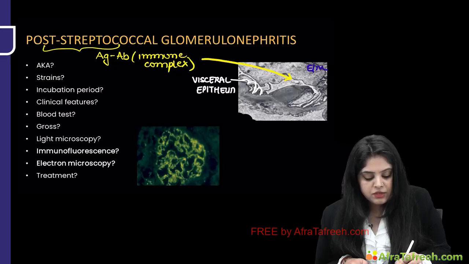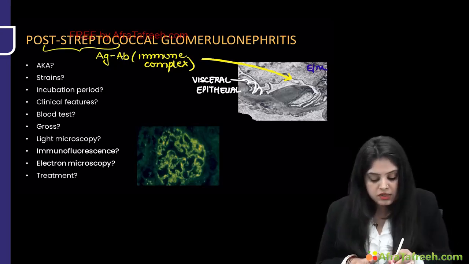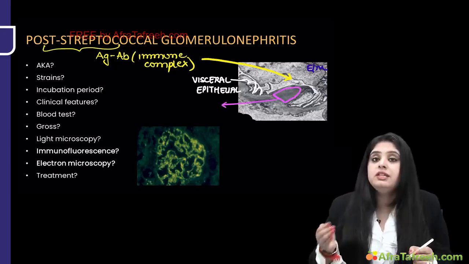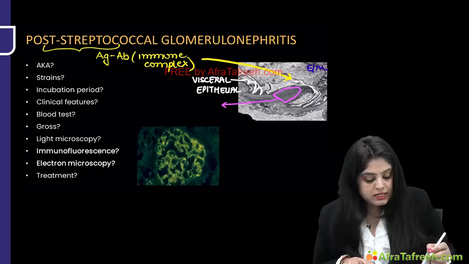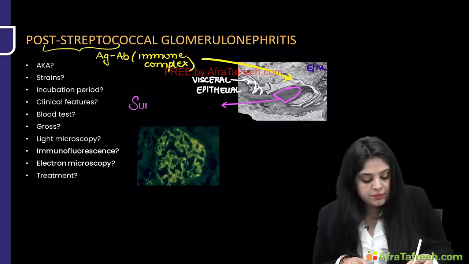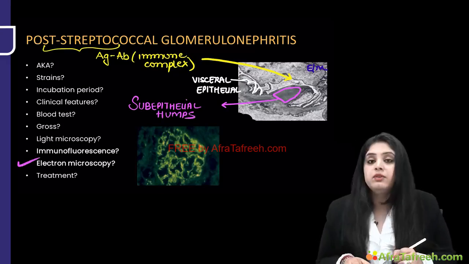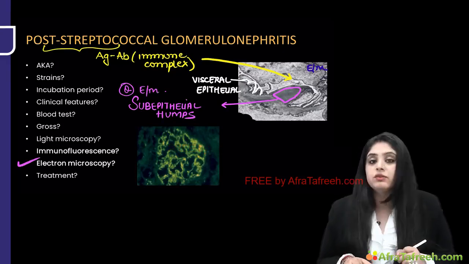Now suddenly, do you see one of those feet has become like a mountain? A big mountain. Why has it become like a big mountain? Because there is a deposit present over here below the epithelium, below the podocyte or foot process. So I call it subepithelial humps. That is what you see on electron microscopy.